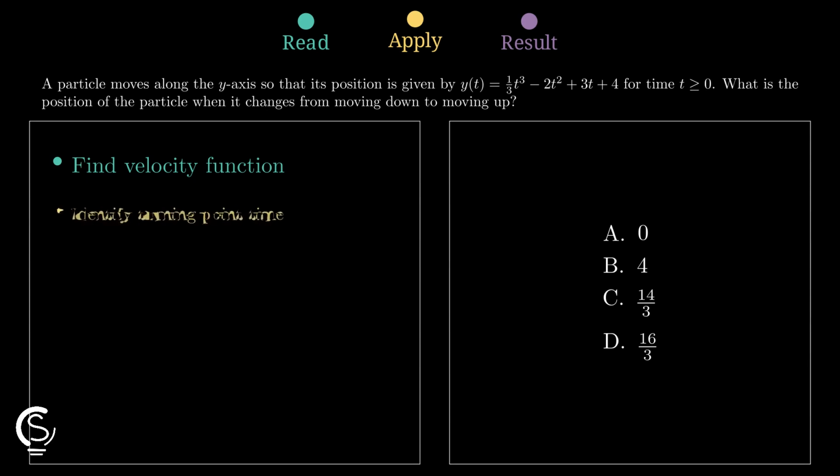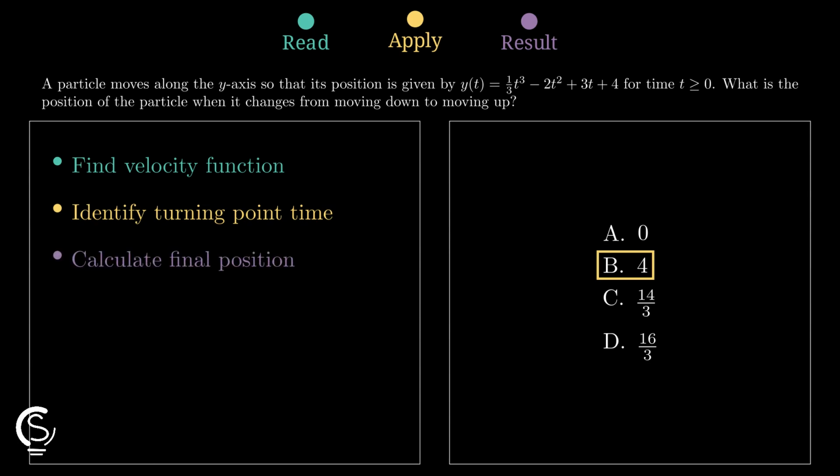Finally, plug t equals 3 into the original position function. After simplifying the fractions, we get exactly 4. Option B is the final winner.